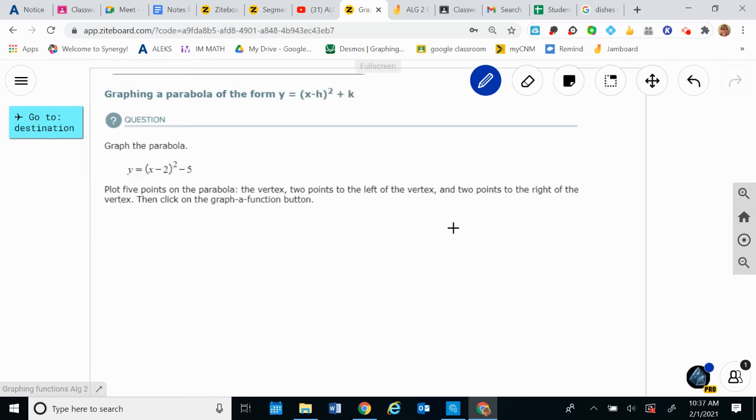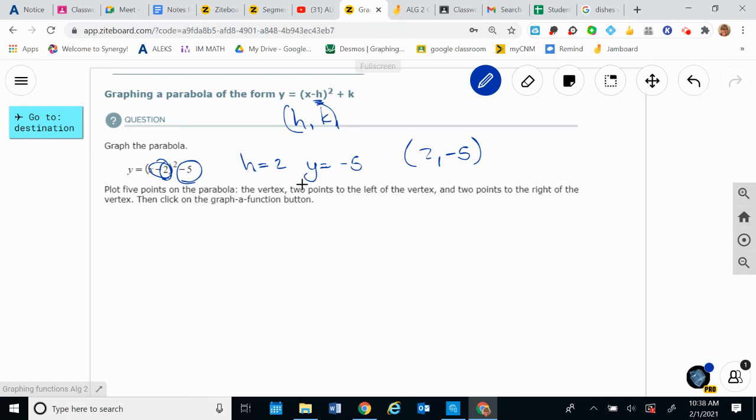Okay, next one. Now we've got a negative 5 and a negative 2. What the heck? Let's look at this form. (h, k) is the vertex. Look, minus h. In this case, h is actually 2, and k is equal to negative 5. So your new vertex is at 2, negative 5.